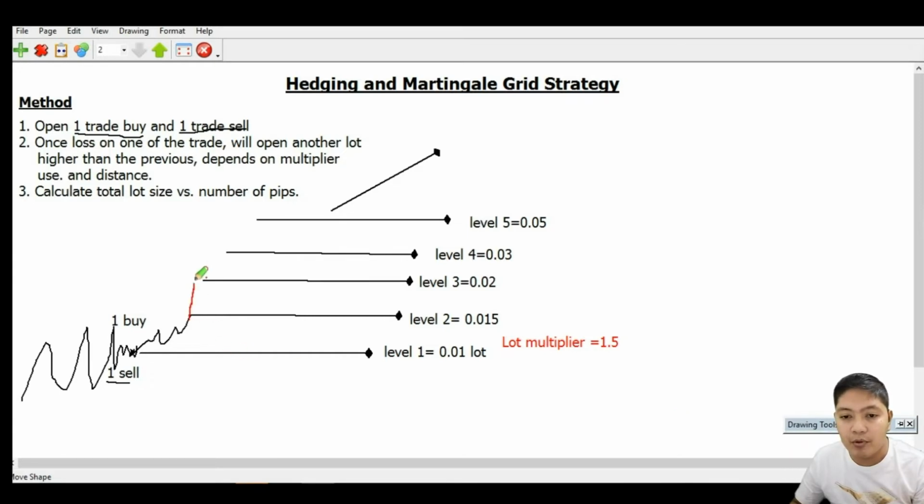The moment the market keeps going up like that, your buy keeps earning and your sell keeps losing.